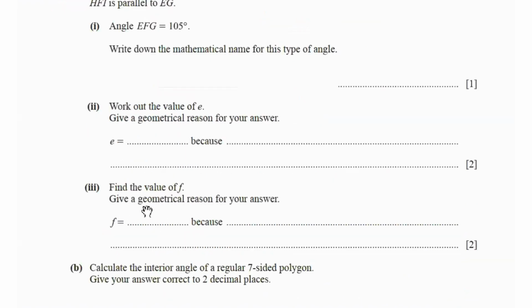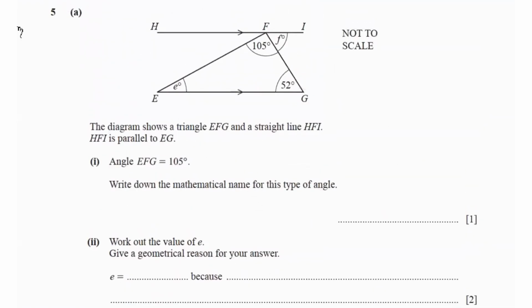Find the value of F, give a geometrical reason for your answer. So for F, we know that E is 23 now. F is going to be 23 as well. Why? Because of the alternate segment theorem. In the alternate segment theorem, whatever angles are on the inside of the triangle, they go on the alternate side outside the triangle. So this 23 comes over here and this would be 52.